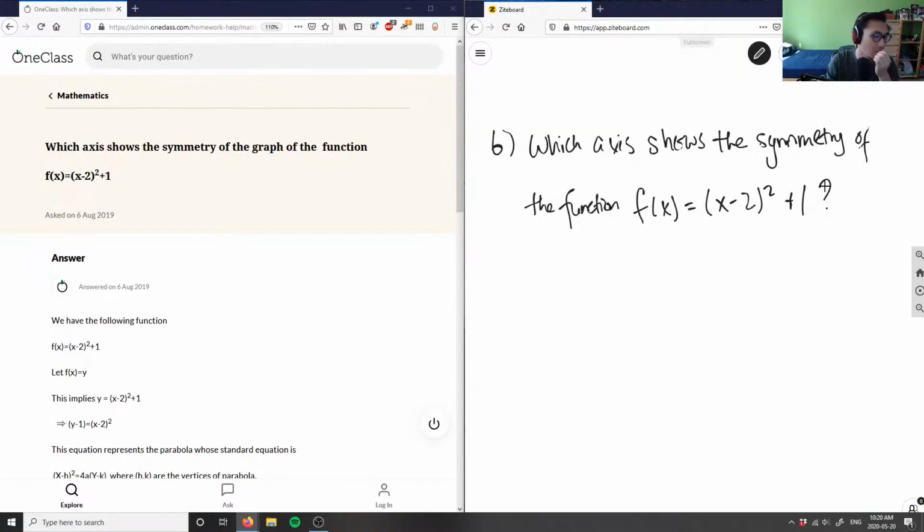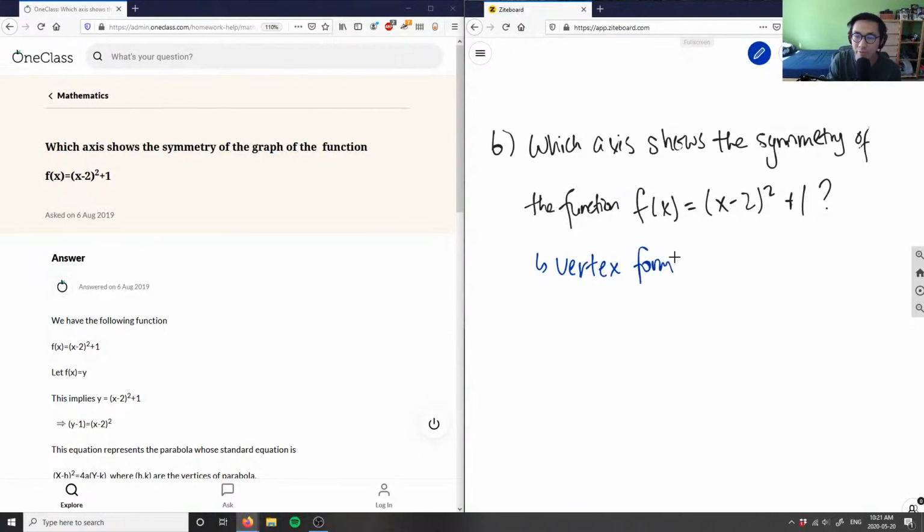So what I want to do here is look at which axis shows the symmetry. Is it either the x or the y axis that shows the symmetry of the function f of x equals (x minus 2) squared plus 1? We actually know the vertex of this function, because it is currently in vertex form. It's something you learn in algebra 1 or in grade 10.